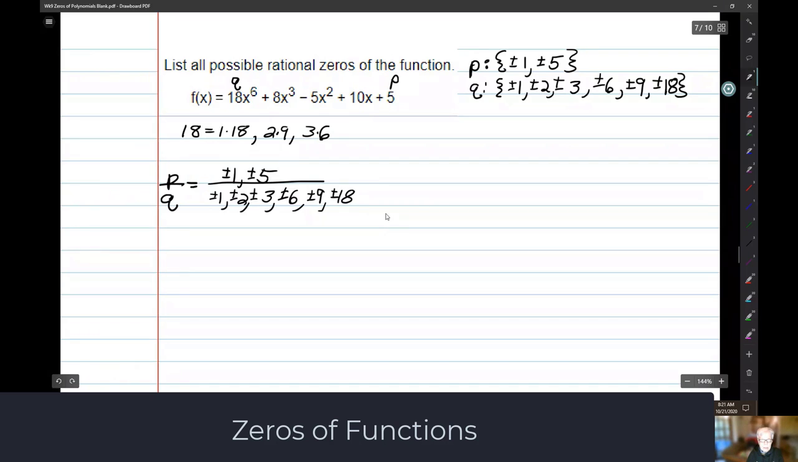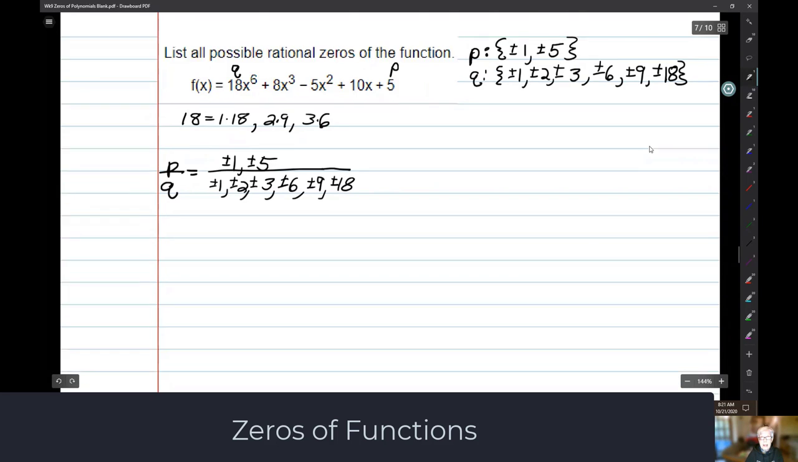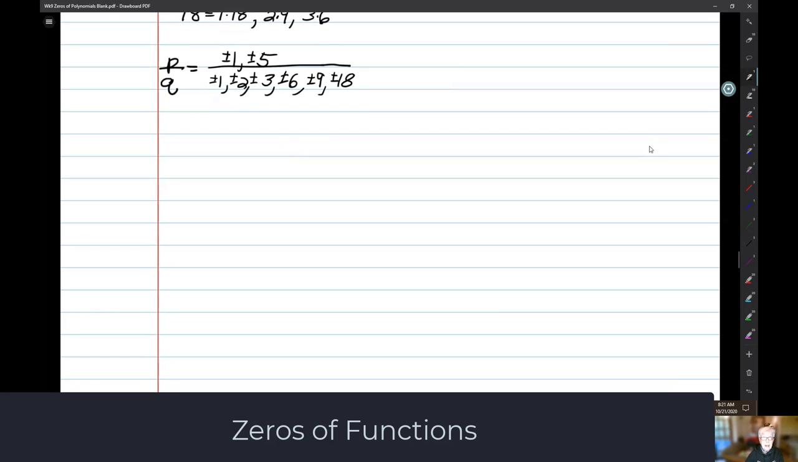Now, I can really get a tired hand from writing all of these pluses and minuses. So watch how I handle this so it doesn't really take that long. I am going to take 1 and put it over each of these numbers on the bottom. So 1 over 1, 1 over 2, 1 over 3, 1 over 6, 1 over 9, and 1 over 18.